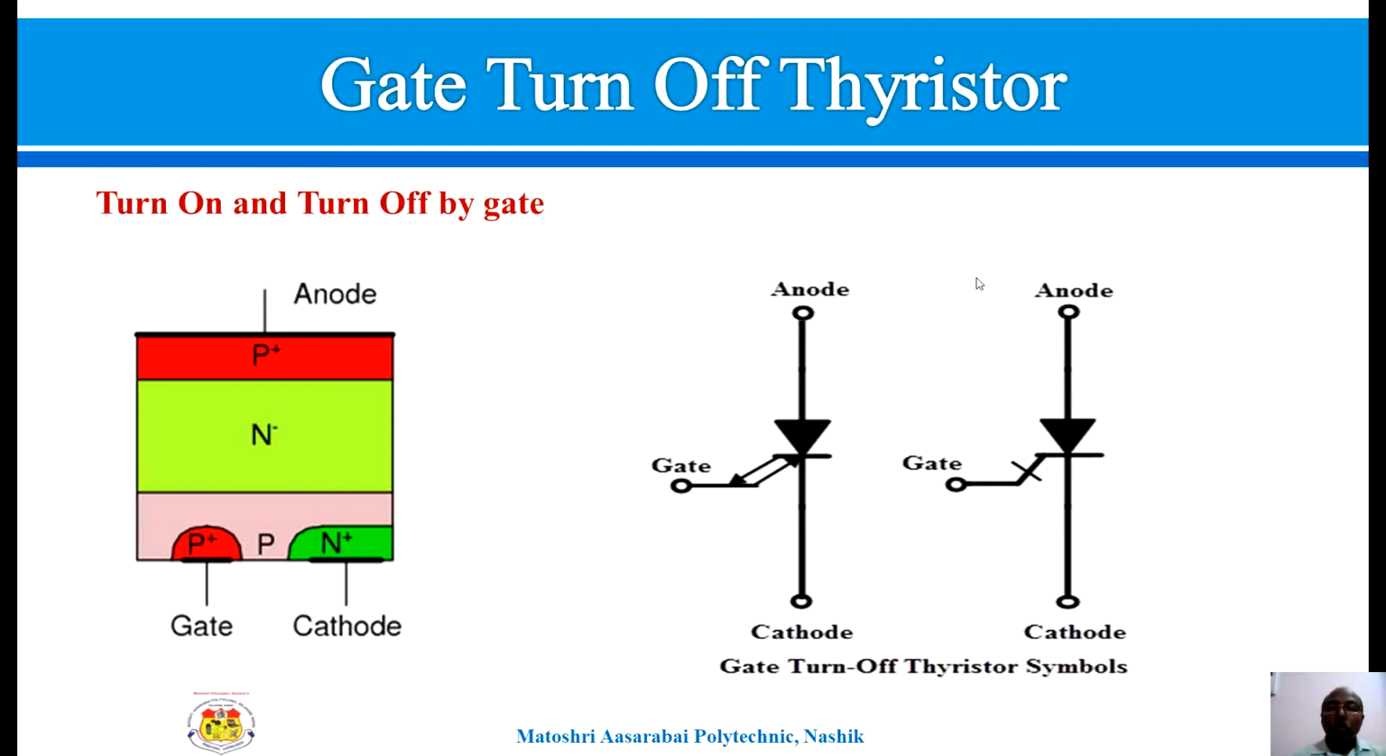Now I want to control it with the help of the gate. I want to turn on as well as turn off, and this happens only in the gate turn off thyristor. In gate turn off thyristor, we can turn on the device with the help of the gate supply, and when we give a negative supply to the gate, we can turn off this device. This is gate turn off thyristor, GTO.